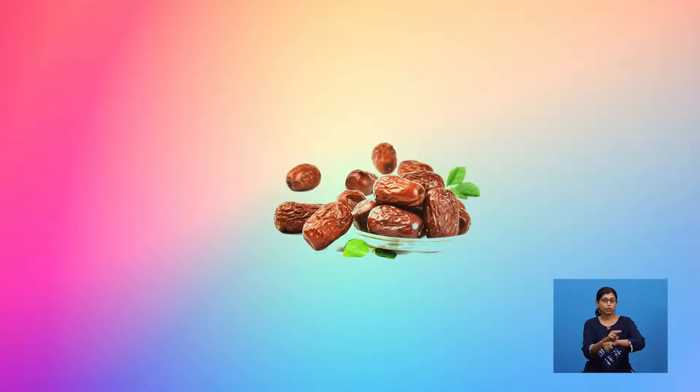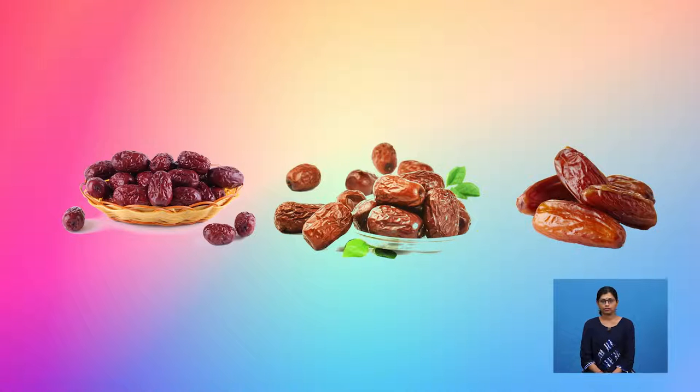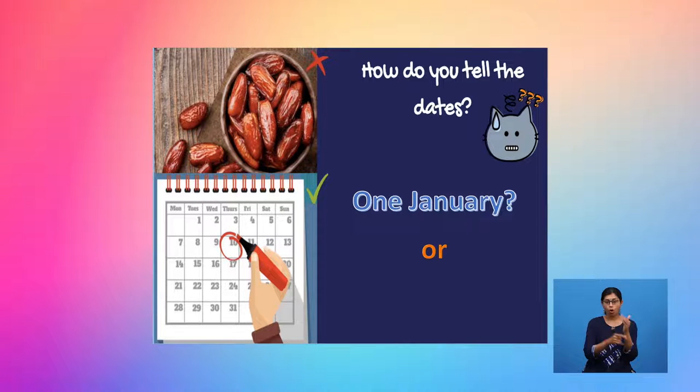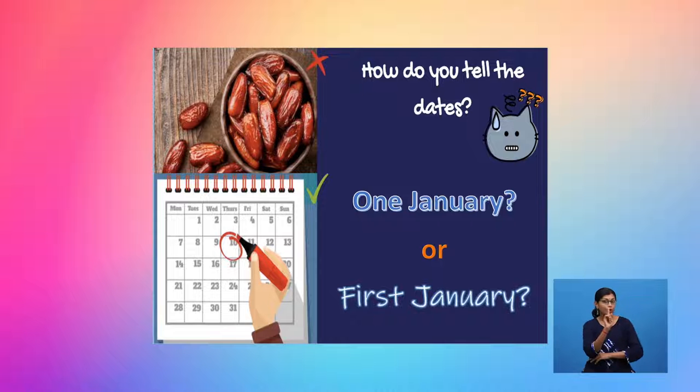Why a calendar, you may ask? You may not believe it, but we need to use ordinal numbers in telling the dates. Not these dates, but these dates. By the way, how do we tell dates? Do we say 1 January, or 1st January? You've guessed right. The answer is 1st January.